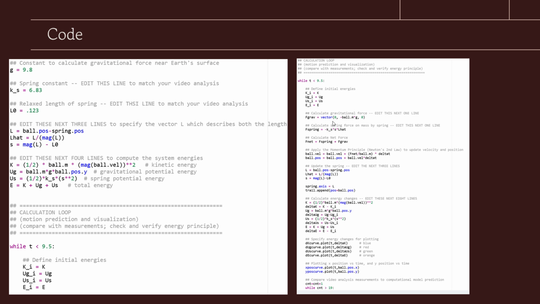But let's focus on the gravitational force for a second. It's just vector gravity, no big deal, mass times gravity. Spring is going to be the spring stiffness times spring stretch times L hat, no big deal. F net, there's only two things, spring and gravity. Velocity is just your velocity update, and your position update. Ball position minus my spring position gives you L. L hat, same as earlier. Spring axis, L. Trail, sure. And that pretty much does it for the important parts of the code.